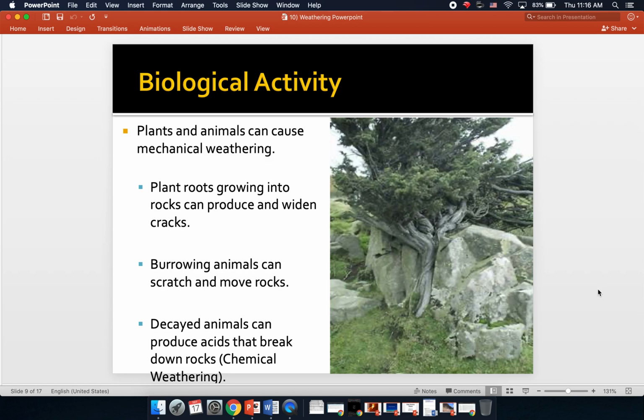Now, this is kind of skipping forward to chemical weathering, but animals that die and their bodies are breaking down and they're on top of rock or their remains come in contact with rock, acids that are produced from the decaying of that animal can also contribute to breaking down rocks. But like I say, that's a chemical process, so please don't confuse that with the mechanical biological processes.